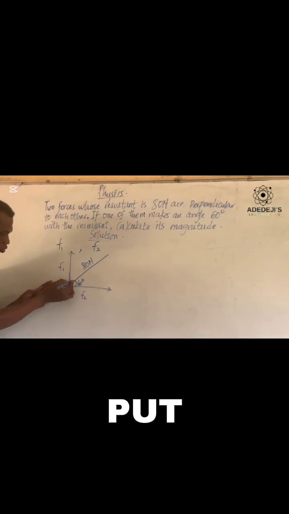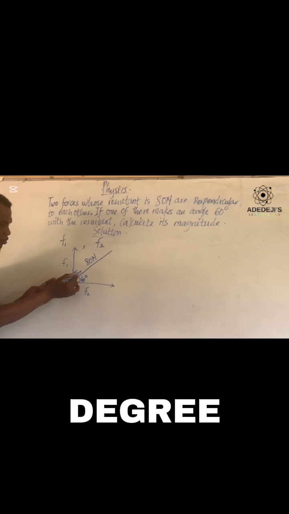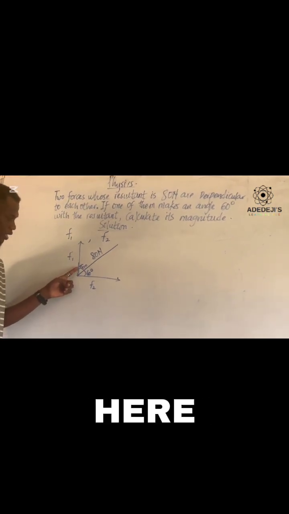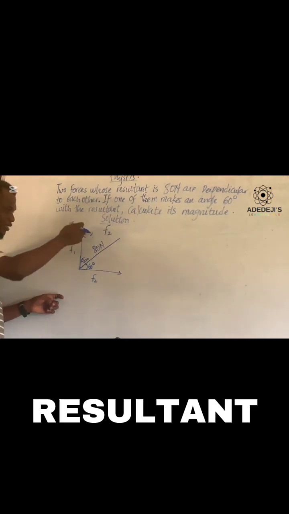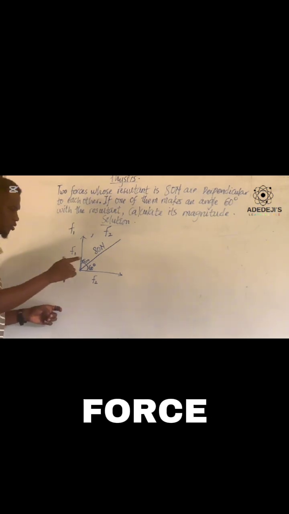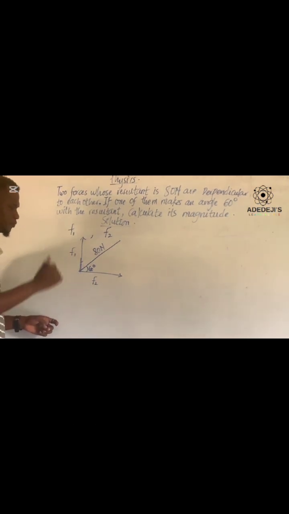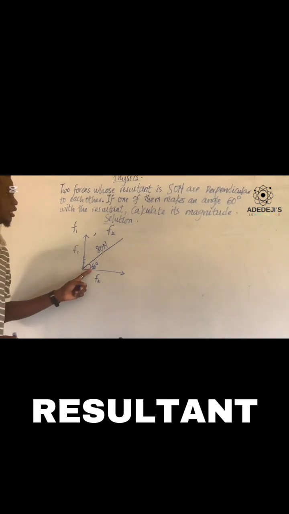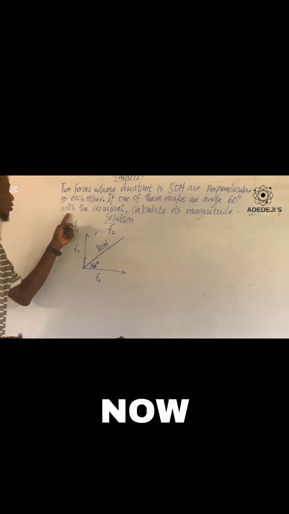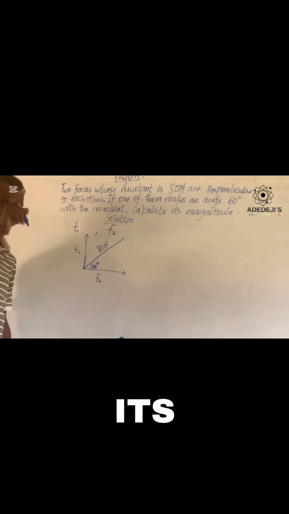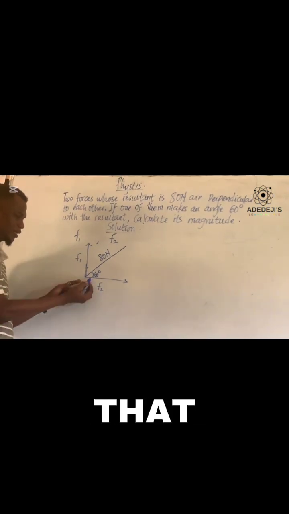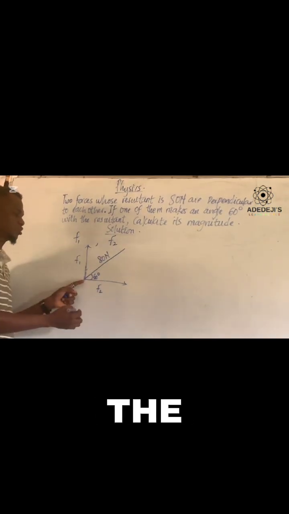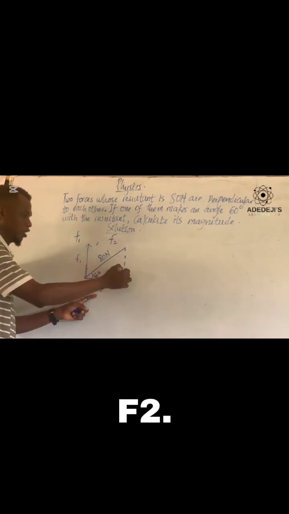Students, if you put the angle here at 60 degrees, you are wrong, because here you are telling us that the angle is between the resultant and the vertical force, which is wrong. Now, we know the resultant and we know this angle. They now said we should calculate its magnitude. What magnitude is that? That is the force that makes an angle with the resultant. So we are looking for F2.